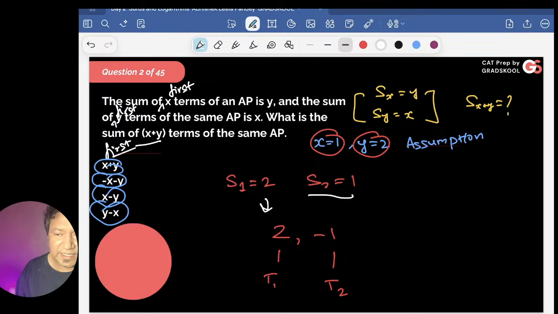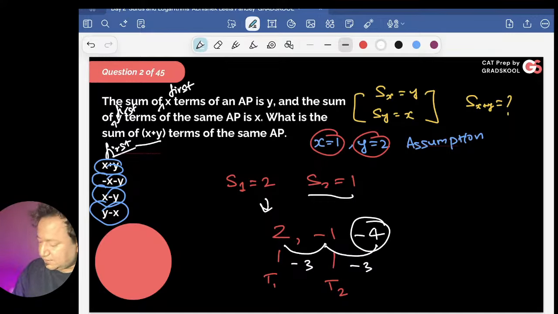So once I've done that, now I want to know the third term of the same series. How do I know that? As it is an AP, the difference has to be common. Here, the difference is minus 3. So next term must be minus 3 steps away. Minus 1 minus 3 is minus 4. All right, I got minus 4.